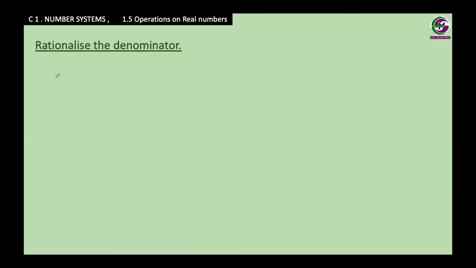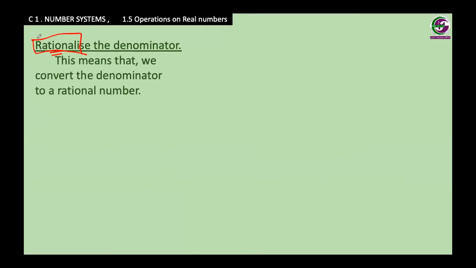Now let's move on to one of the most important parts of this lesson, which is to rationalize the denominator. What is the meaning of rationalize? It's from the word itself, rationalize, rational. What's the meaning of rational? Rational number, right? So rationalize the denominator means that we convert the denominator into a rational number.